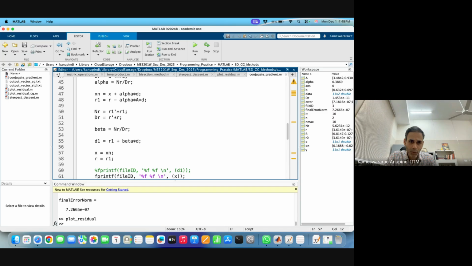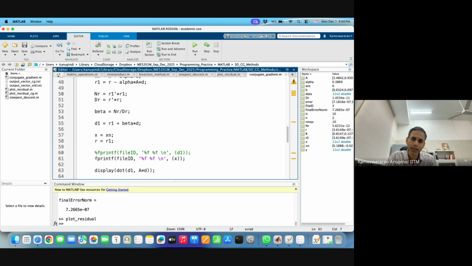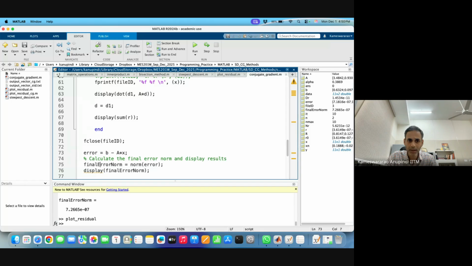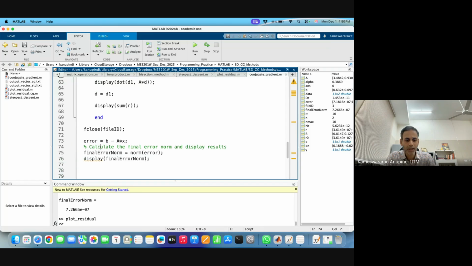And then my new x is copied to the old x, and my new residual is copied to the old residual. And then I'm printing what is x, what is the search direction. And then I'm displaying these two and then closing it, calculating the error and displaying the norm of the error. Okay, let me try running this code.